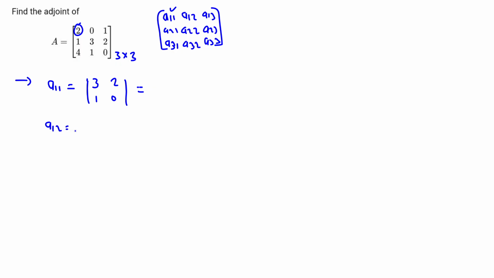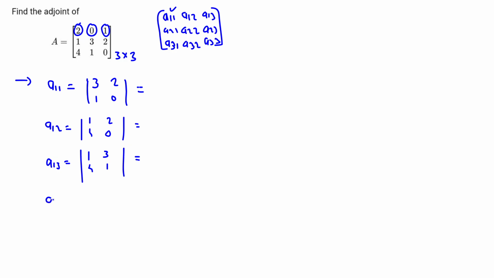Similarly A12 will be the same. The A12 point means the 0 point. This point lies in the first row, second column. So the remaining 4 points are 1, 4, 2, 0. Then A13 means this point 1. Again this point lies in the first row, third column. So you have to skip the first row and third column. The remaining 4 points are 1, 4, 3, 1. Put here 1, 4, 3, 1.